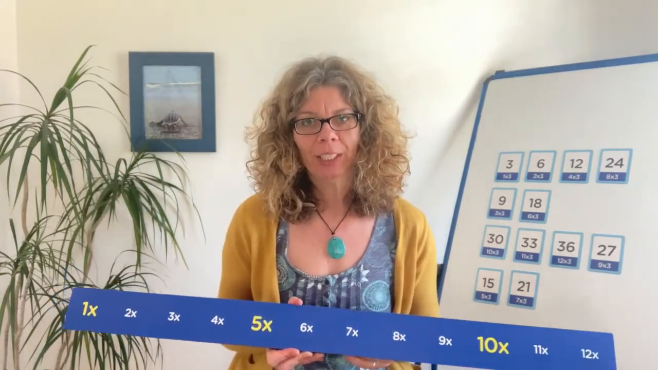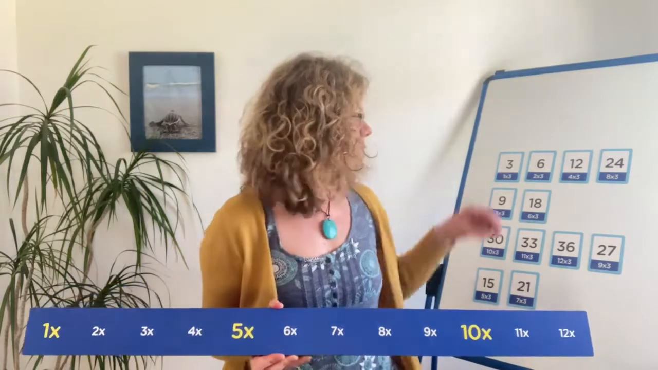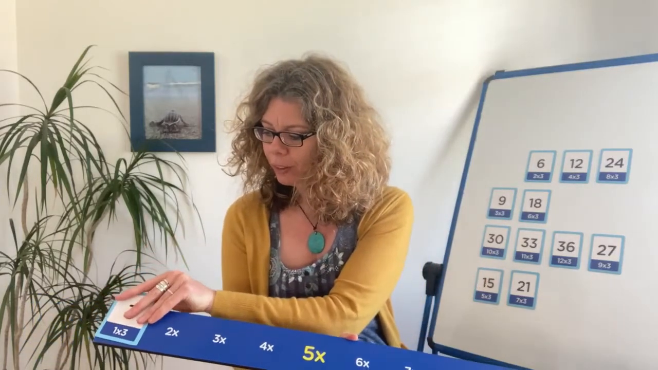So we're going to dive straight in with the first super strategy, which is doubling. We're going to be using facts that you already know to help us find facts that at the moment are a little bit tricky. So I'm going to put 1 times 3 on the stick straight away because we know that.